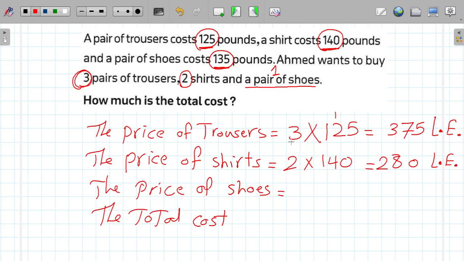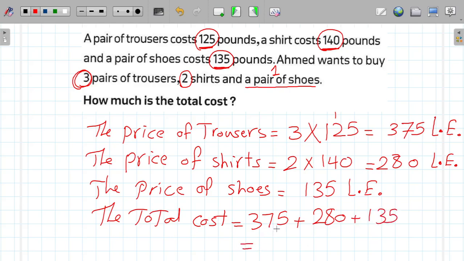So I will multiply 1 by the cost of that pair, which is 135 pounds. So the price of shoes is just 135 pounds. Okay? So I want to add them together. So I will add 375 plus 280 plus 135. Okay? So 5 plus 0 equals 5, and 5 plus 5 equals 10.